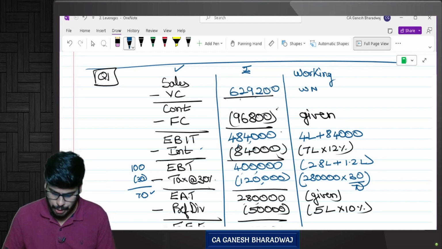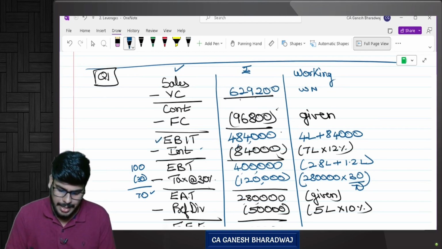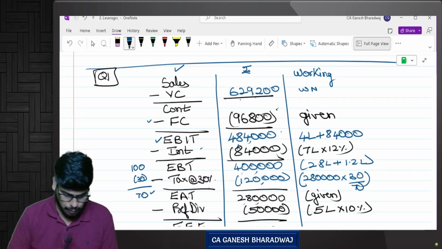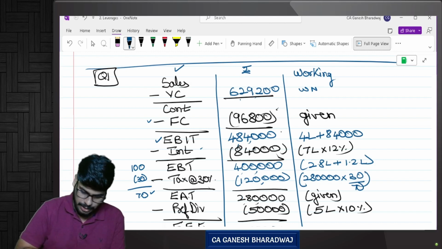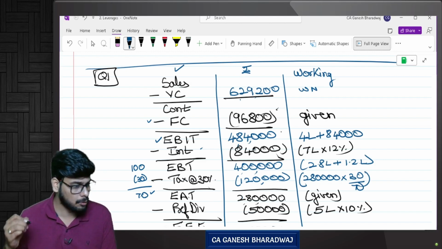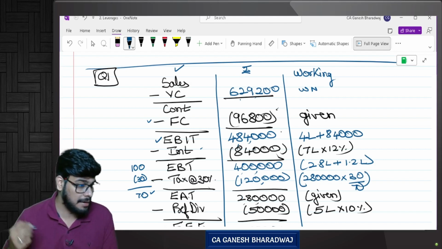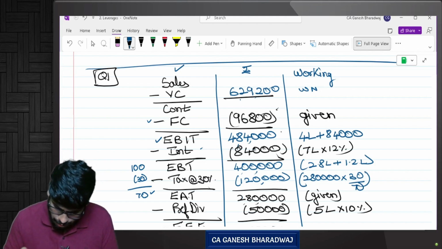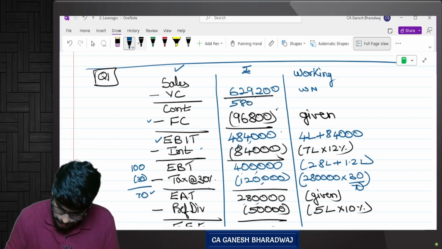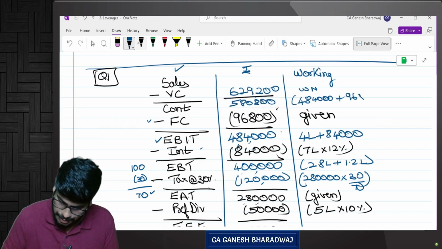Now, what is the contribution? We know the EBIT and the fixed cost. So EBIT plus fixed cost gives you contribution, correct? Reverse working. How much is that? 4,84,000 plus 96,800 gives you 5,80,800. And how did we get this? It is 4,84,000 plus 96,800, right?